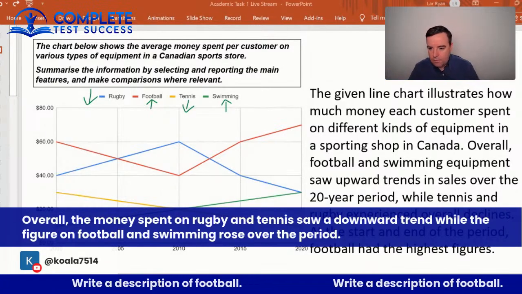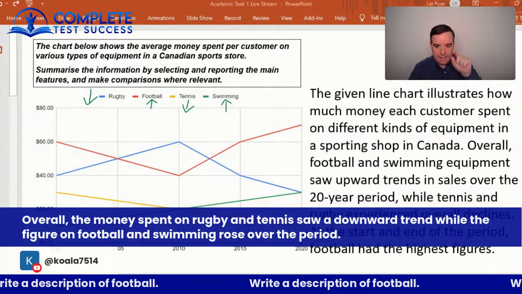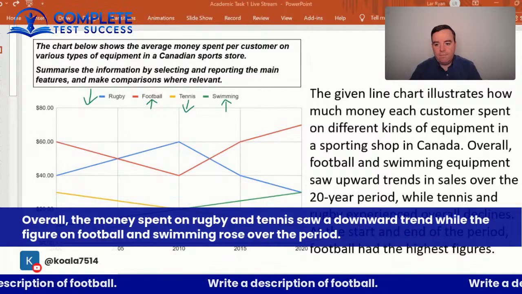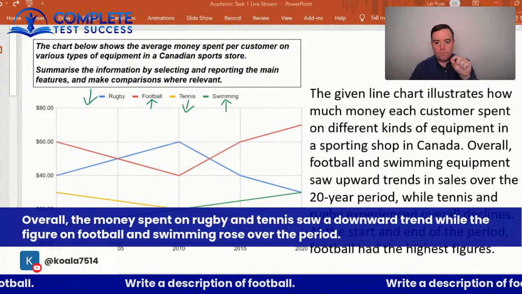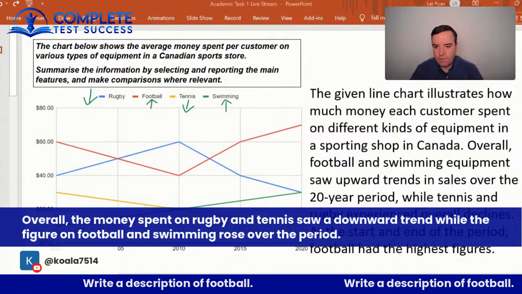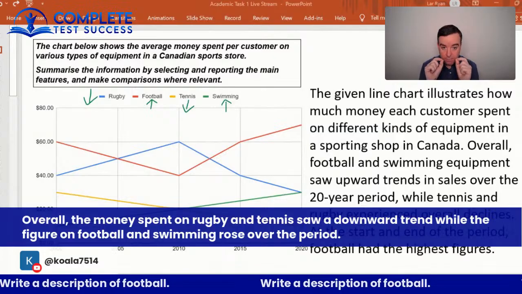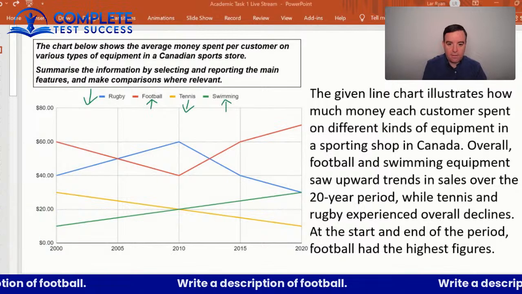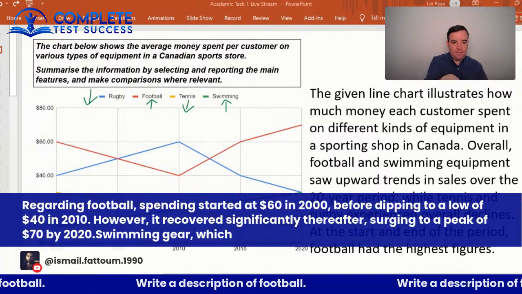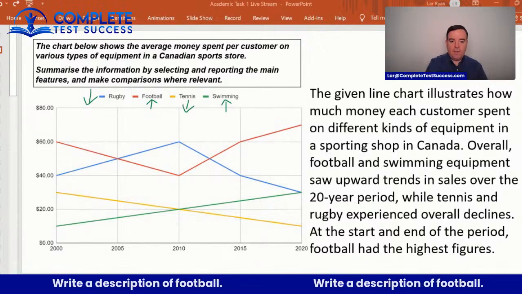Okay, koala. Overall, the money spent on rugby and tennis saw a downward trend, and then comma, while the figures for football and swimming rose over the period. Yep, good. Again, now that would be a bit short. So that's the most important information done. And then, like we have on the screen here, you can add something like at the start and the end of the period, football had the highest figures.